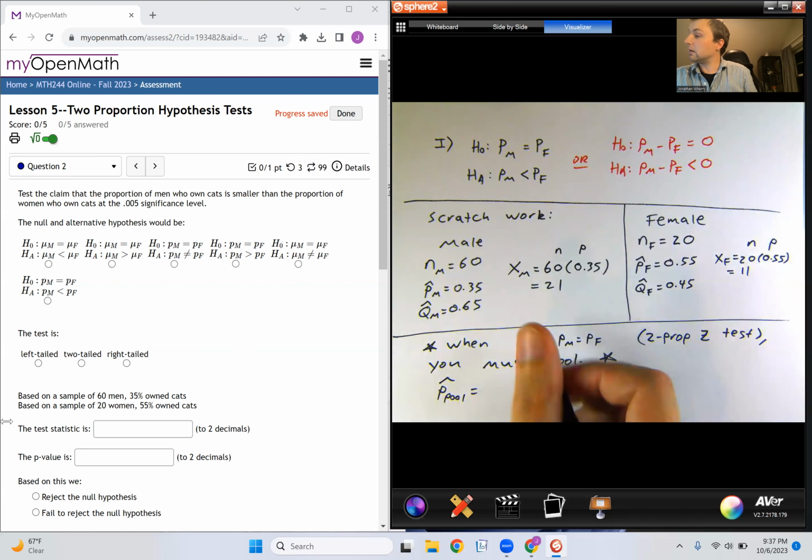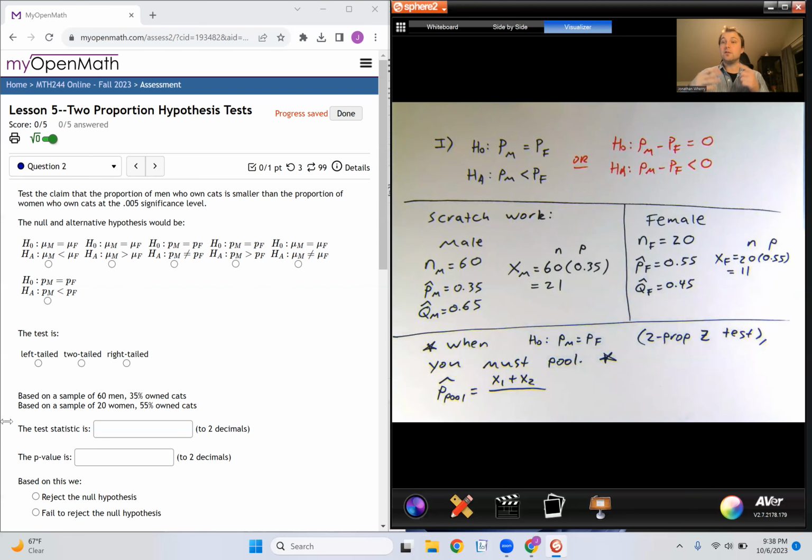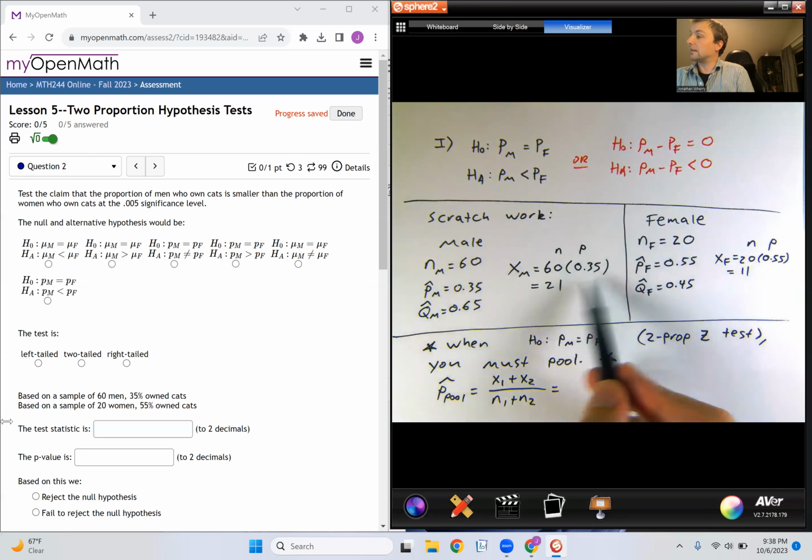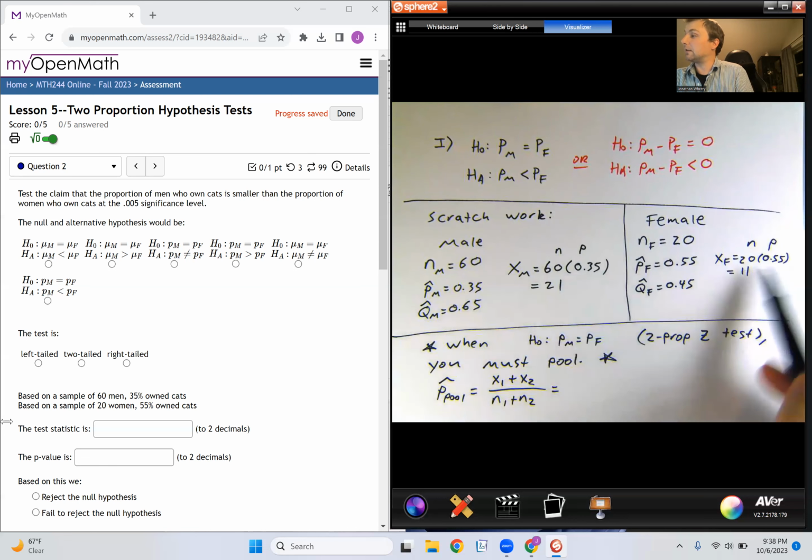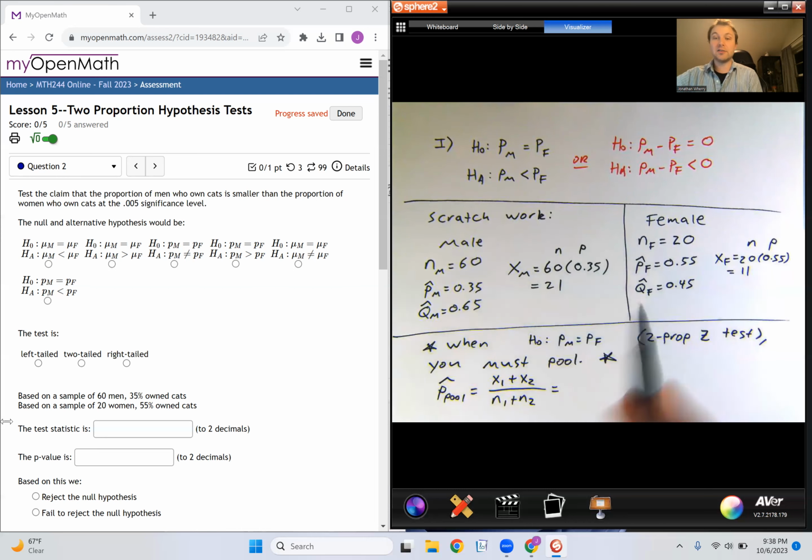you can take the number of successes for the first group, add the number of successes for the second group, and that'll give you the total number of successes. And you can divide this by the number of samples in the first group and the number of samples in the second group. So this is why I wanted to have this number here of 21 males that owned a cat and 11 females that owned a cat, because it allows me to find this pooled value easier.